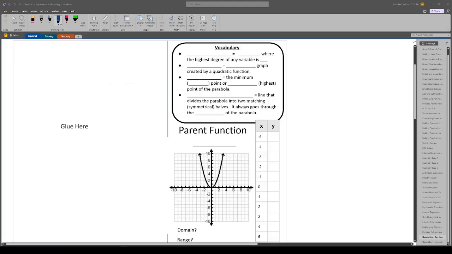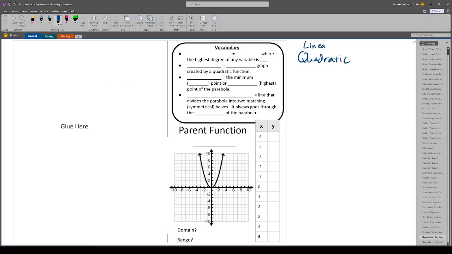Today's notes are our first formal introduction to quadratic functions. A quadratic is a type of function. We've done linear functions this year, and we've done exponential functions. And the final type that we learn about in Algebra 1 are quadratic functions. In Algebra 2, you'll learn about lots of other kinds of functions as well, but this is our main focus for the rest of the year.